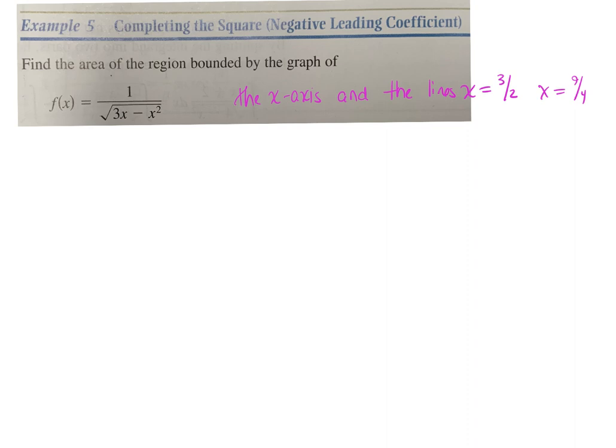They actually want me to do a definite integration here. So we are doing definite integration. All right. Once again, we have a potential for completing the square. All right.